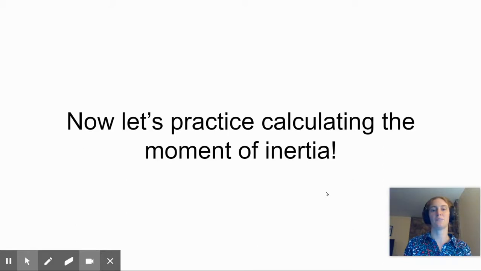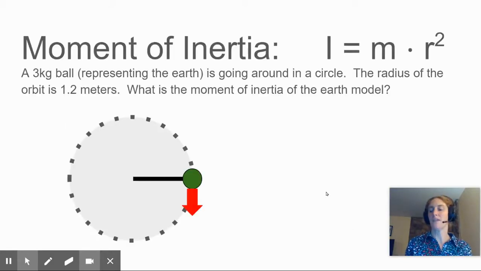So now we're going to practice calculating the moment of inertia. In this case, I have a 3 kilogram ball representing the Earth going around in a circle. The radius of orbit is 1.2 meters, and I want to know what is the moment of inertia of the Earth model. Pause this, try it, and then resume.